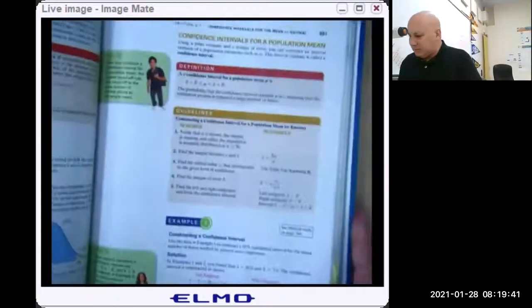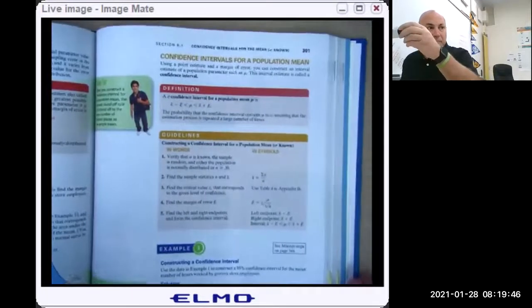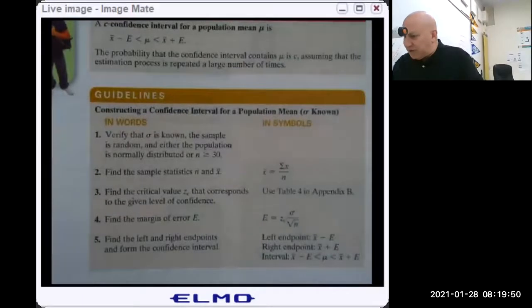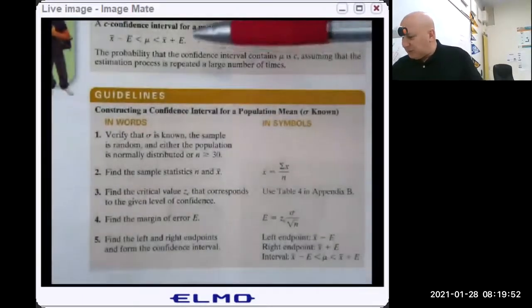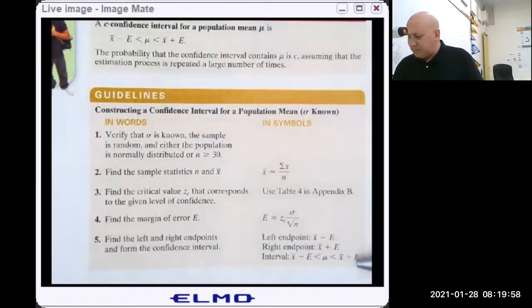Now take a look at page 301 of our current text. Page 301 tells us, here's our formula for a confidence interval. Here's how you create a confidence interval. It's all the steps that I've just given you.